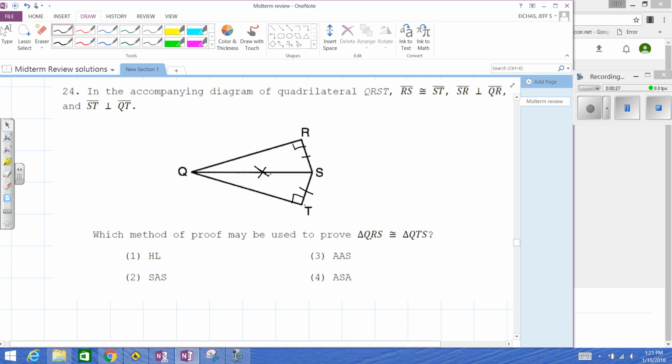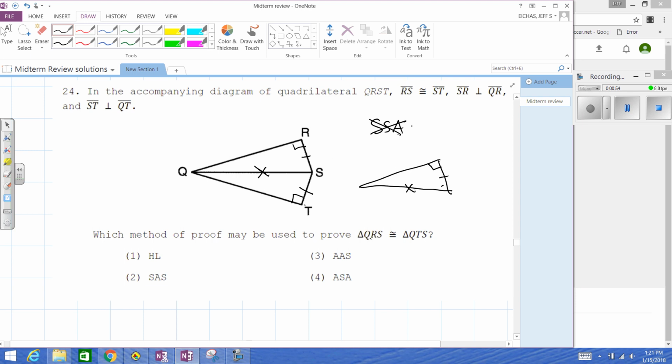Side-side-angle is not an option. The reason is that if you look at one of the triangles, it's two pairs of sides, but not the included angle. It would have to be this angle to be the included angle. But side-side-angle is not one of our 5 methods of proof. It'll get it down to 2, but that's not good enough.